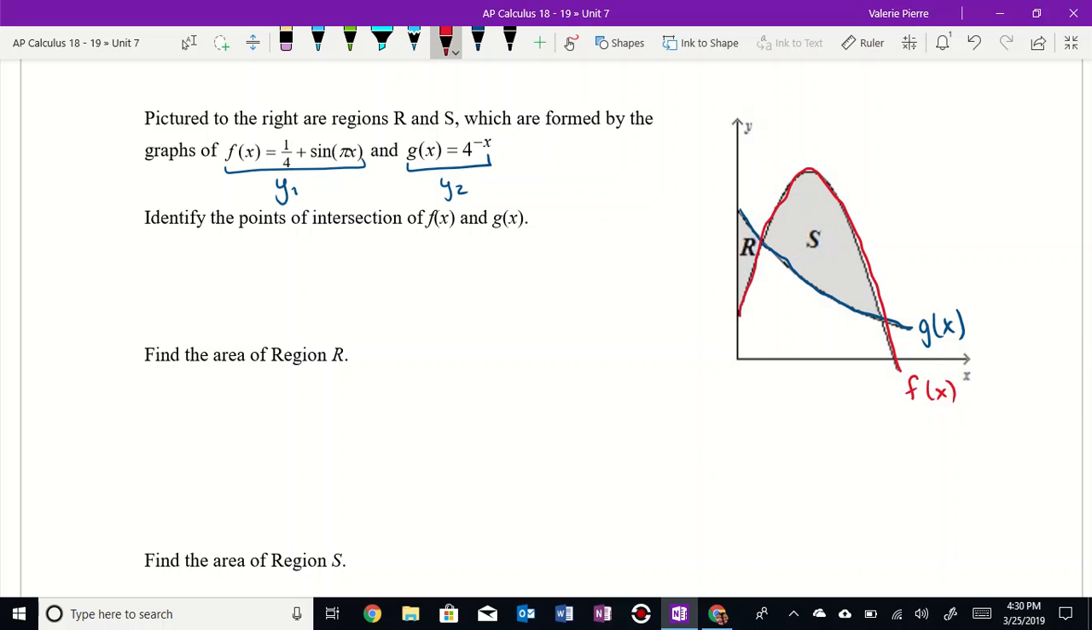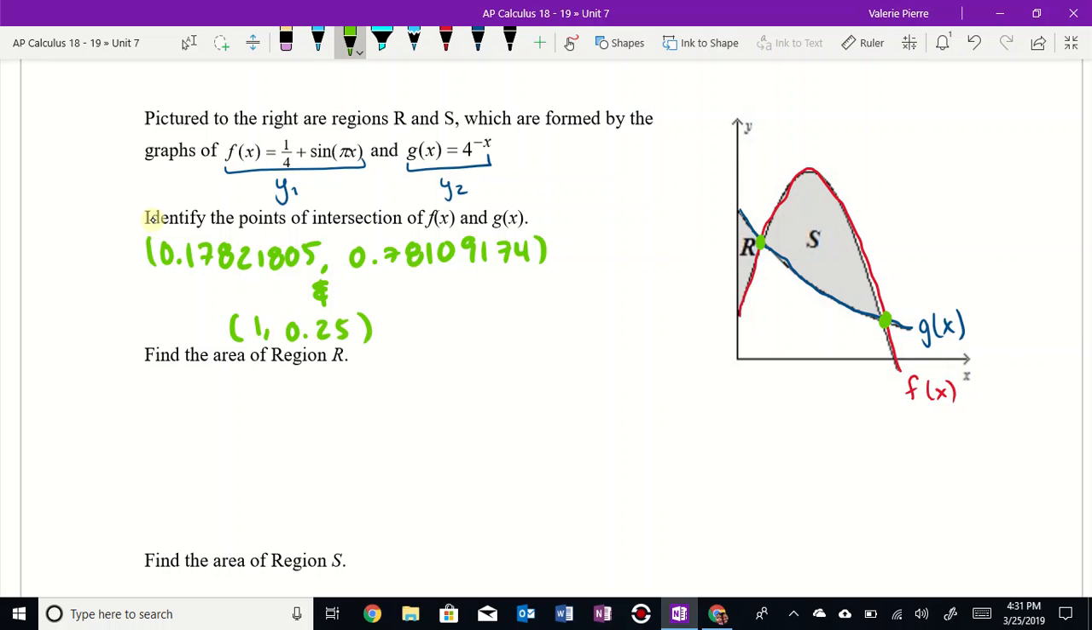First thing we want to do, identify the points of intersection for f of x and g of x. So f of x and g of x intersect at 2 points. Using my calculator, I found those 2 points of intersection: 0.1782180, 0.781091174, and the point 1, comma 0.25.